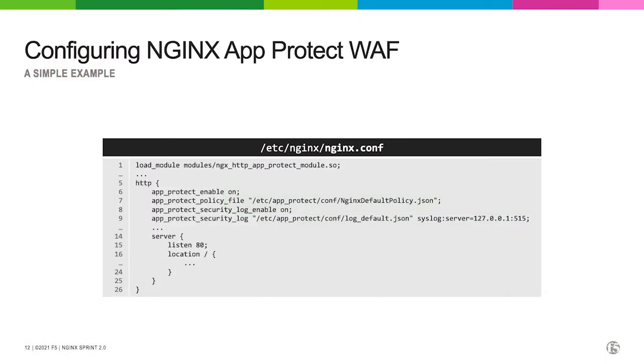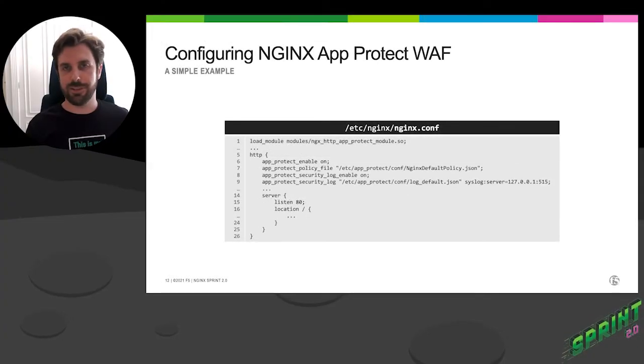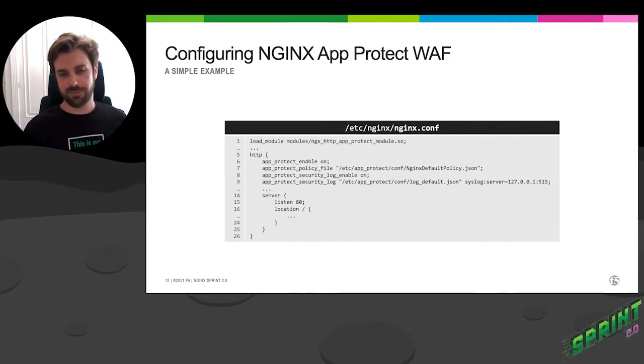Finally, let's go real quickly over how to configure NGINX App Protect. It's very simple. You just have to install the App Protect WAF module. Very similar to the command to install NGINX, sudo apt install NGINX plus App Protect, and that'll do the trick. Once you have it installed, you can load the module using the load module directive, and then enable the module using app_protect_enable on.